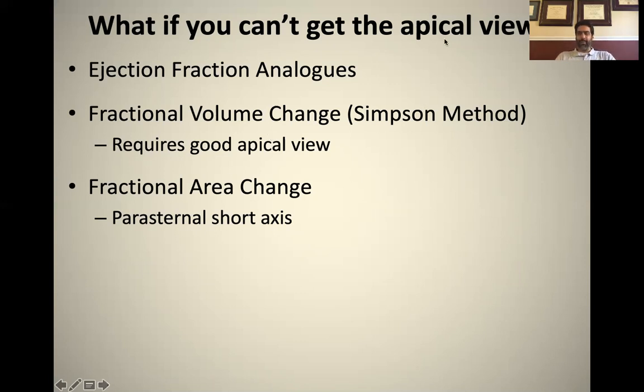So if you can't get an apical view to do stroke volume, you're not going to be able to get an apical view good enough to do your fractional volume change. Or if you can get a good enough apical view to do Simpson method, you can probably get enough to do a stroke volume. So what I'm going to talk about is actually the fractional area change, which you can do from your parasternal short axis view.